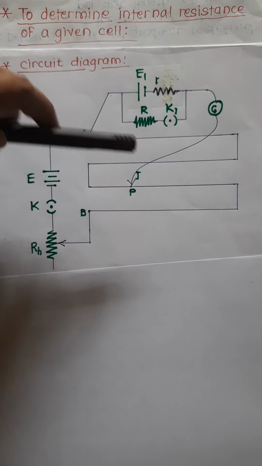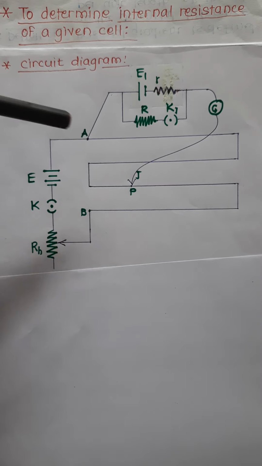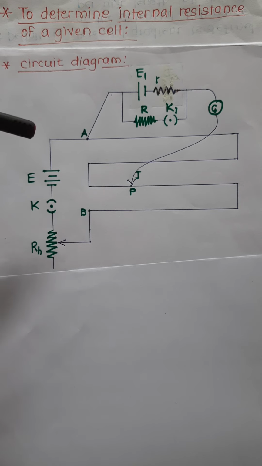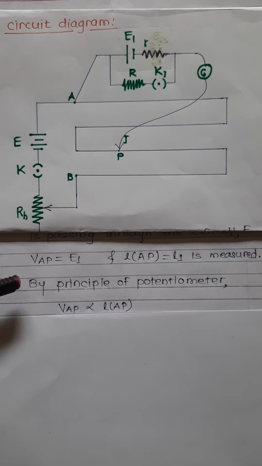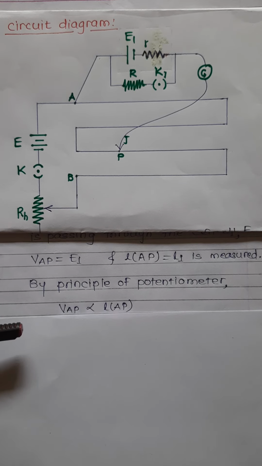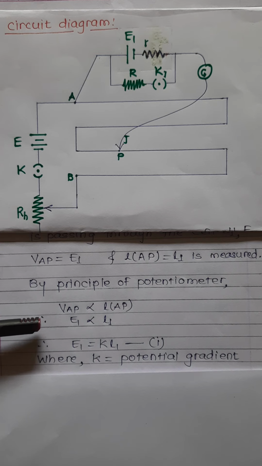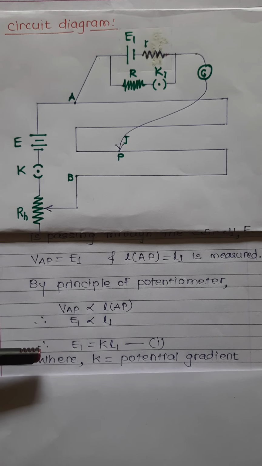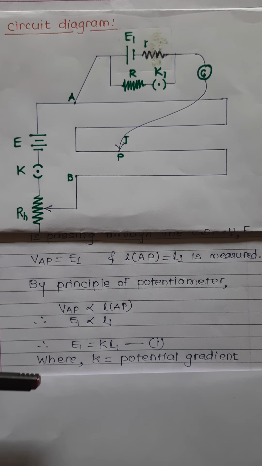Measure length between point A and P as L1 by using meter scale which is calibrated below that wire. We can write by principle of potentiometer, VAP is directly proportional to length between points A and P. Therefore, E1 is directly proportional to L1. Therefore, E1 is equal to KL1. Let this be equation 1. Here, K is constant, which is called potential gradient of that wire.